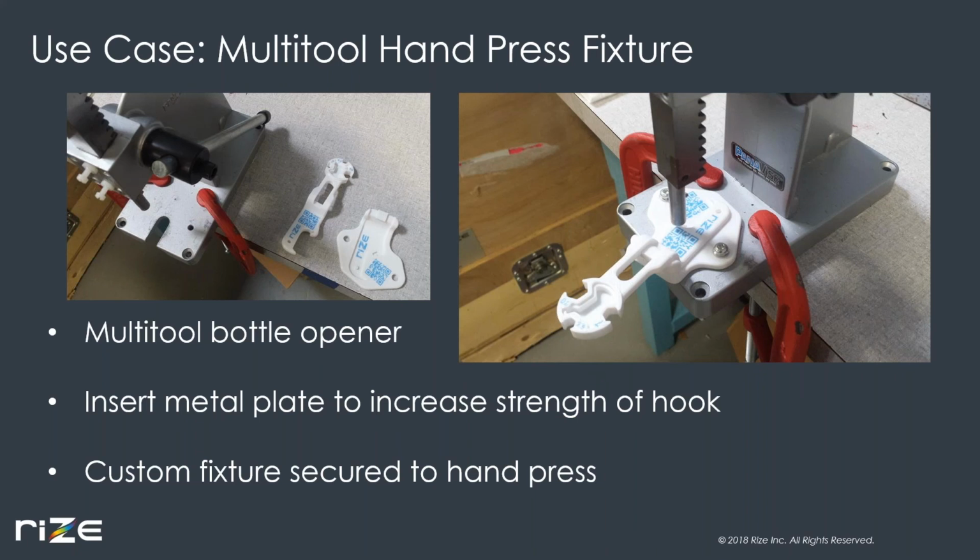And then you can also see a QR code markup on the fixture, and that will allow a user to open diagrams and instructions on its use with a QR code scanner. So for example, they would be able to open a web page that showed the pictures that are shown here with some diagrams of how to assemble the multi-tool to the fixture and how to use the hand press to insert the metal plate.